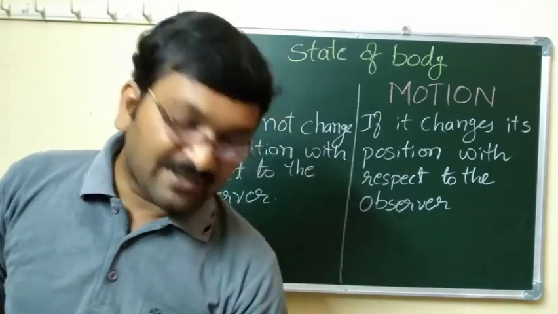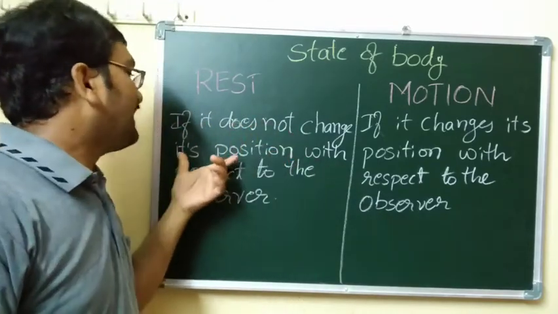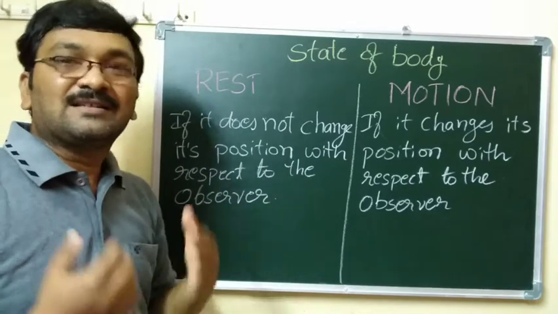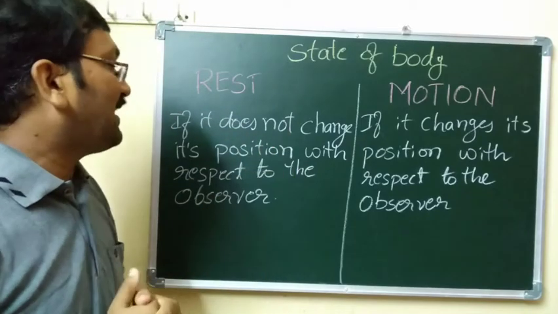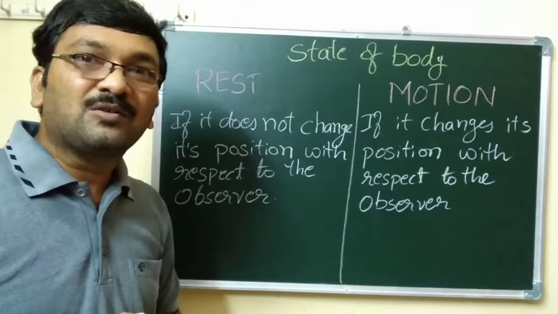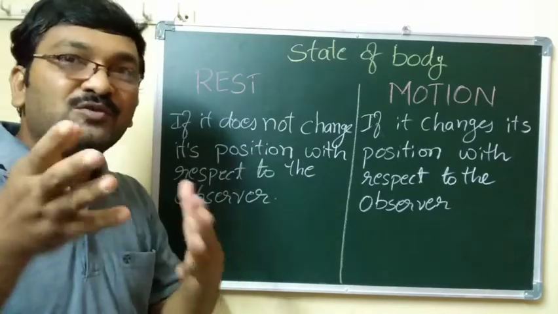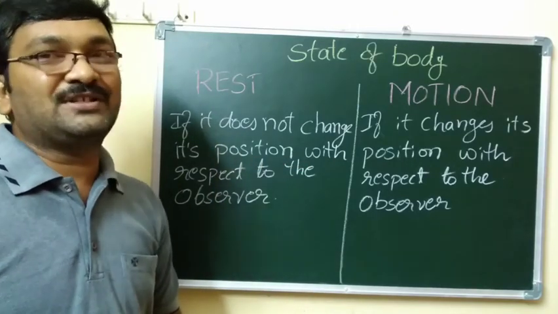Okay. So the definition, as I write it out here: it does not change its position with respect to the observer. Suppose here you are the observer. This board is vertical. Is this board moving here and there? No. With respect to the surroundings, with respect to you, this board is at rest position.